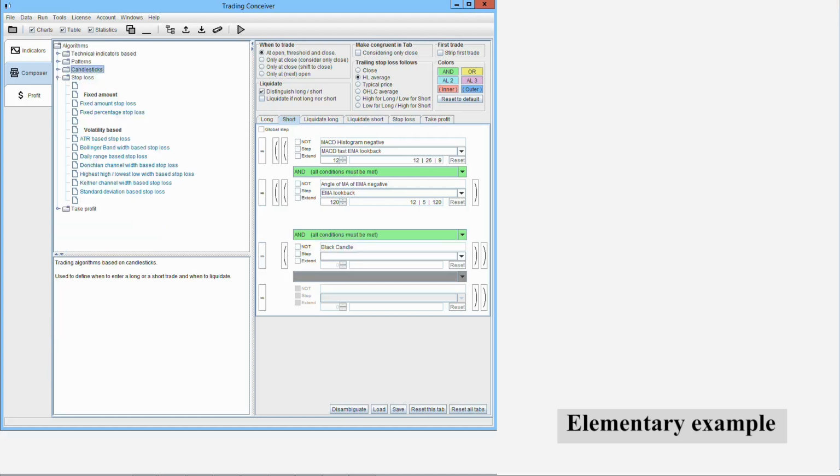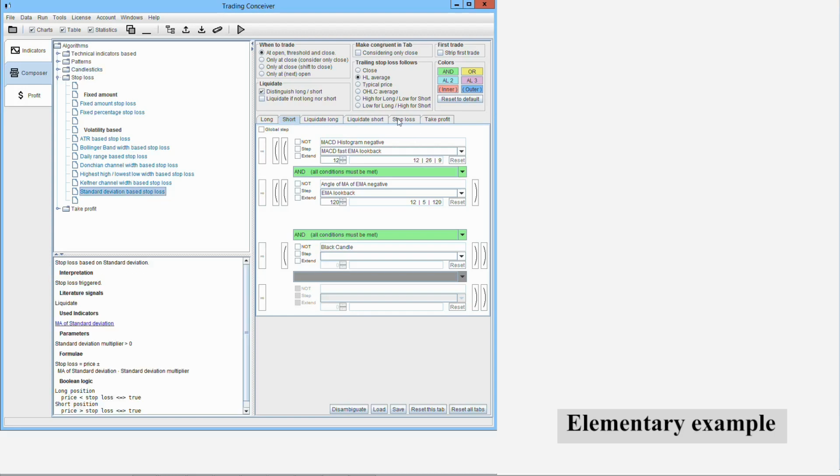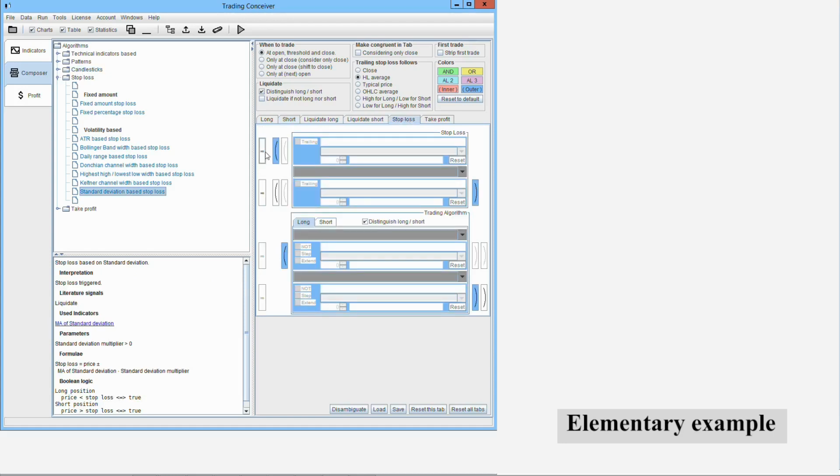We also add a trailing stop loss, which holds for both long and short position. So we open the stop loss branch and, for instance, select the standard deviation based stop loss. We select the stop loss tab and put the algorithm in the first slot. Now we change the value of the standard deviation multiplier to 2 instead of the default one.